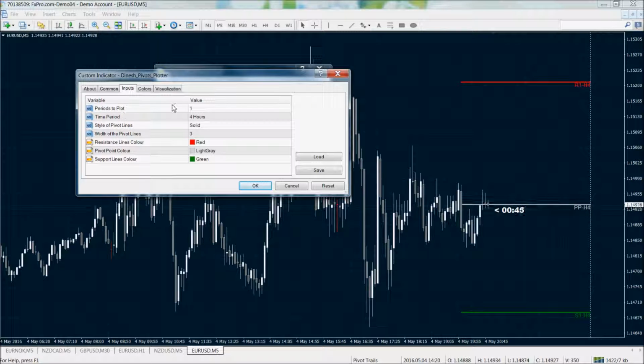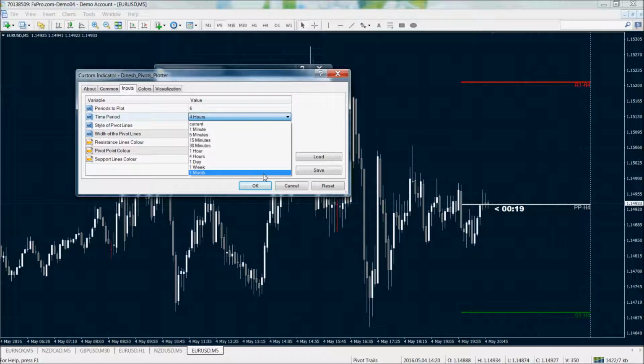So the way it works is it calculates the periods to plot. Let's say I want to plot for one day. You can either have for current 1 minute. It doesn't make any sense to use 1 minute and 5 minutes and 15 minutes on a higher time frame. So better to have higher time frames on lower time frames. For example, if I choose 5-minute time frame, I better have 4 hours or 1 day or 1 week or 1 month. So this is how it is.